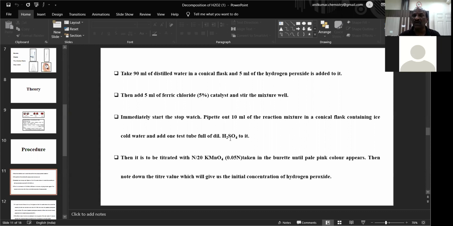What is that reaction mixture? Already we know it is 95 ml of hydrogen peroxide and 5 ml of ferric chloride, and you add the ferric chloride into the hydrogen peroxide. Immediately you shake it thoroughly, and immediately you have to get the 10 ml pipette ready, put it in the reaction mixture, suck up 10 ml of the reaction mixture and transfer it into the conical flask, which contains ice cold water and sulfuric acid. Immediately you have to transfer. Don't waste time. And at that time you have to note down the time.